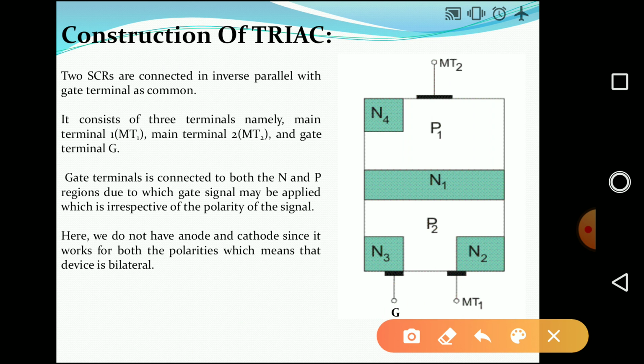So the construction of a TRIAC normally resembles two SCRs connected in inverse parallel, and the gate of both the SCRs is taken common to form a single gate, and this gate is connected to the P and N layer here. Therefore, at the gate terminal we can apply a positive supply as well as a negative supply. Next, in a TRIAC the current flows in both the directions. Therefore, there is no anode and cathode terminal, but the terminals are named MT1 and MT2.